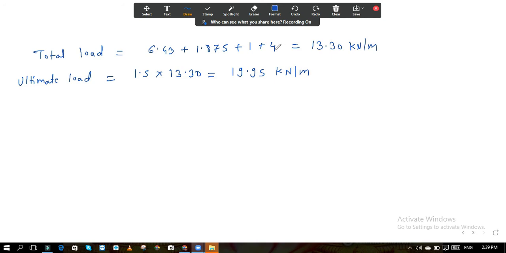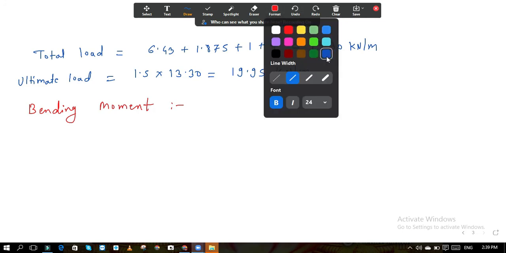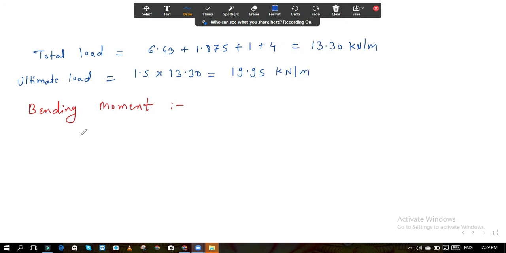Okay. Now you know the load, you know the effective length, calculate the bending moment. So we are going to calculate the bending moment now. Bending moment is equal to WL square by 8, as it is a dog-legged staircase. W is 19.95, L is the effective length 5.7 square, whole divided by 8. Let me know the answer.